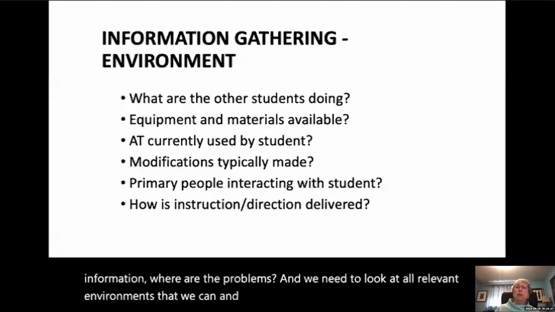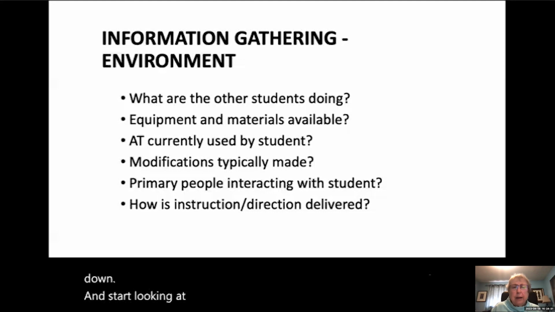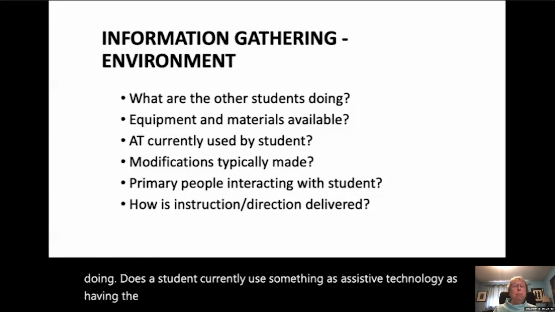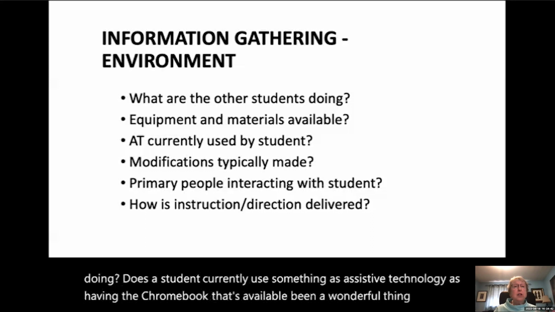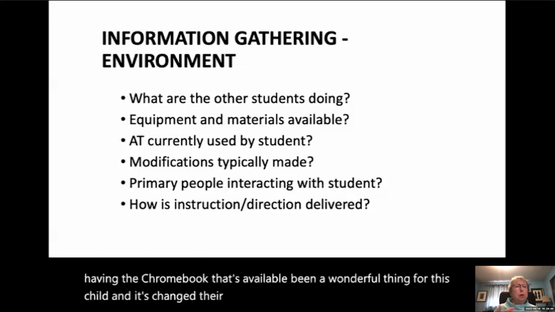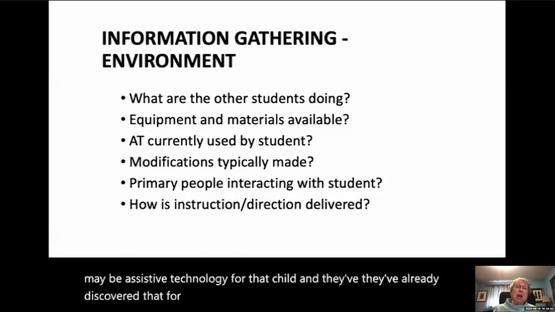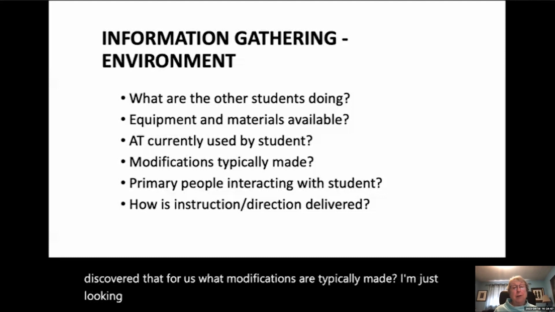And in those environments, we really want to drill down and start looking at what's available now and what are the other students doing. You know, does a student currently use something as assistive technology? Is having the Chromebook that's available been a wonderful thing for this child and has changed their quality and quantity of their written work? That may be assistive technology for that child, and they've already discovered that for us. What modifications are typically made? I'm just looking at what's going on.